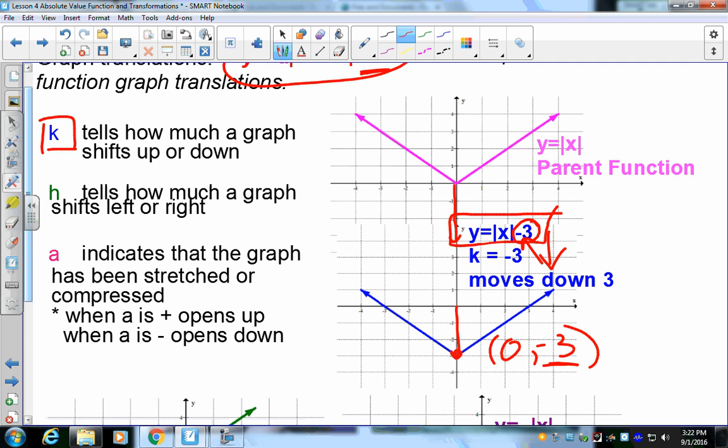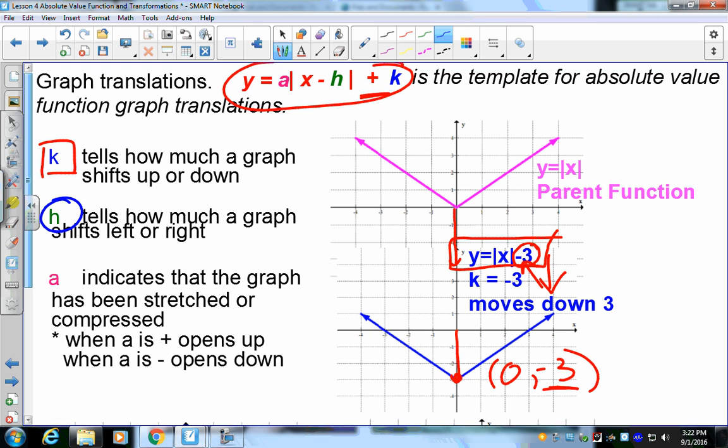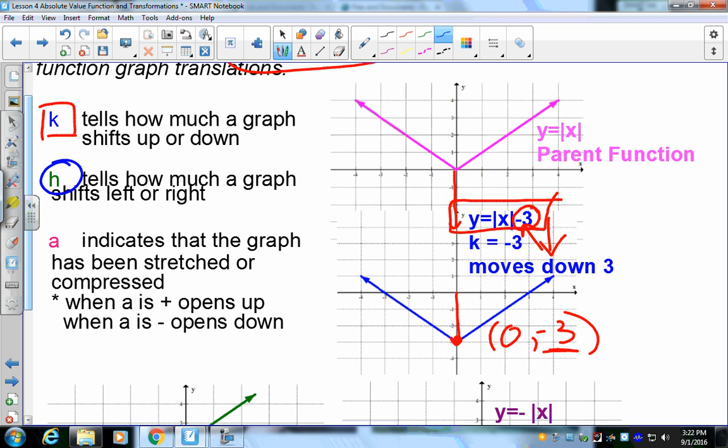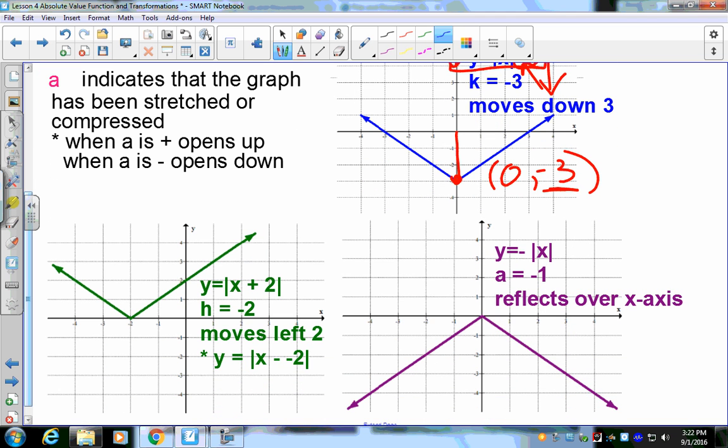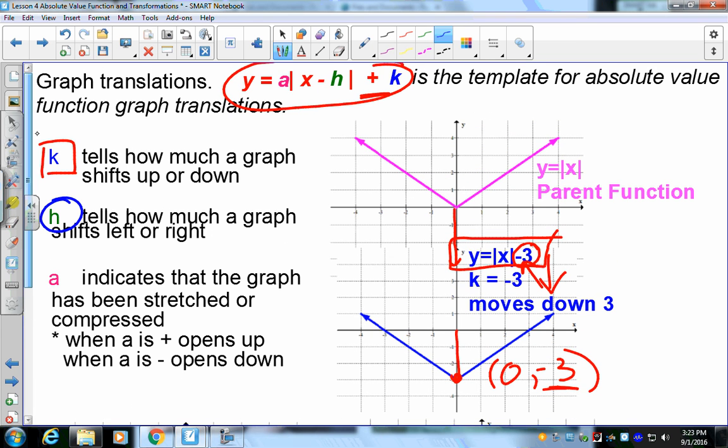The next value we'll take a look at is our h value. H is a number that's being added or subtracted inside the absolute value, and that tells you how much the graph shifts left or right. It describes the horizontal movement. What's important to know is that it moves in the unexpected direction. For example, looking here, I've got x plus 2. Plus 2, you would initially think it's moving right, but it's not. It's moving left. That's because the original equation has y equal to x minus h.